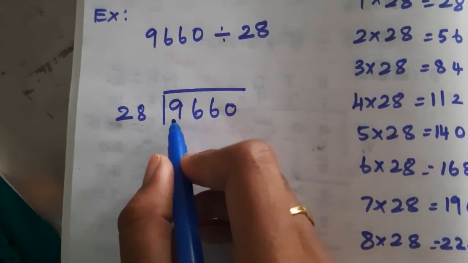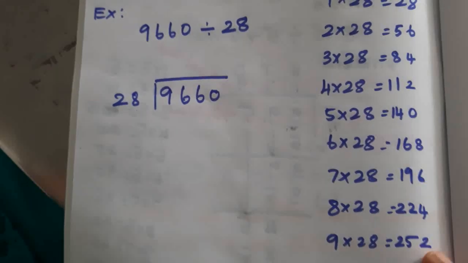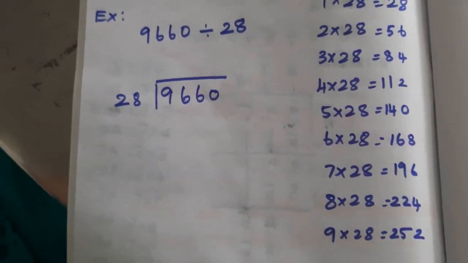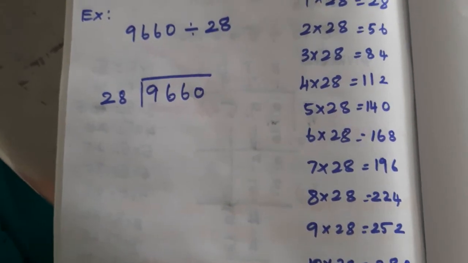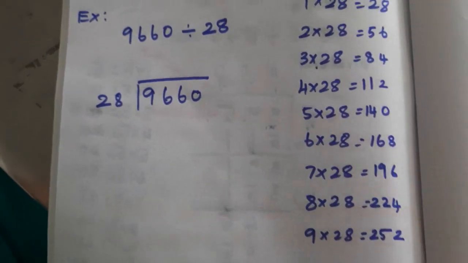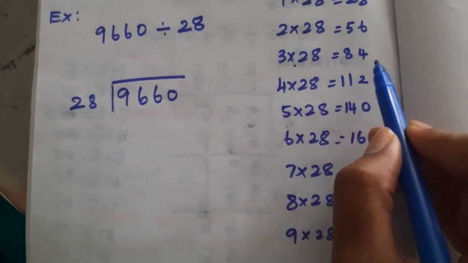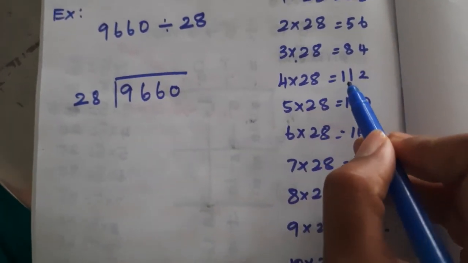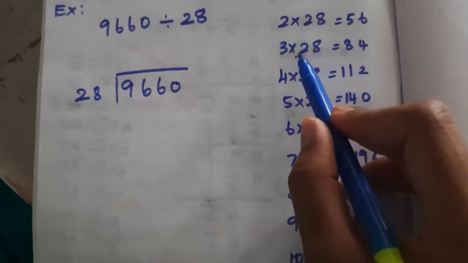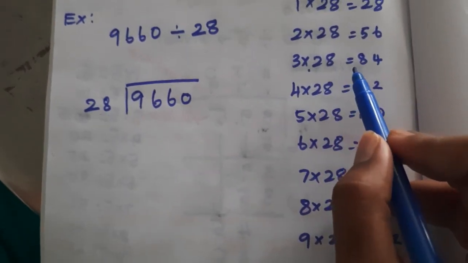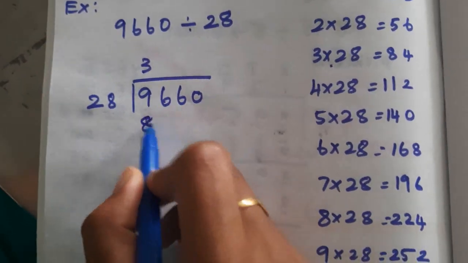What is the 2-digit number? 96. Is 96 in the 28 table? See here? No. If that number is not there, next you should see the number nearest to it, not more than the number. 3 times 28 is 84. 4 times 28 is 112, which is more than 96. So you have to take the one less than 96. 3 times 28 is 84. So you have to take 3 times 28, which is 84.